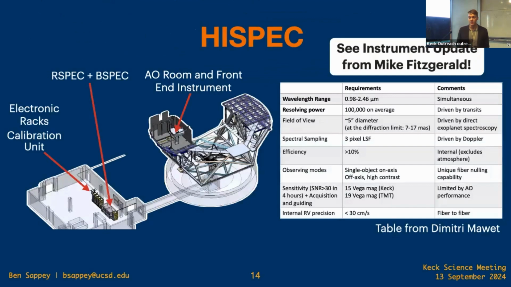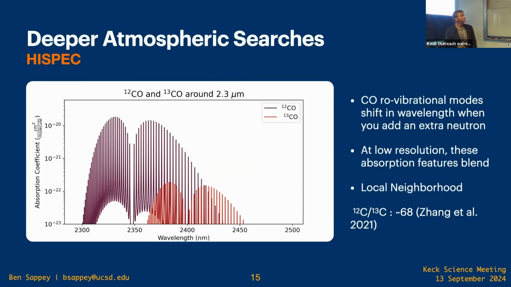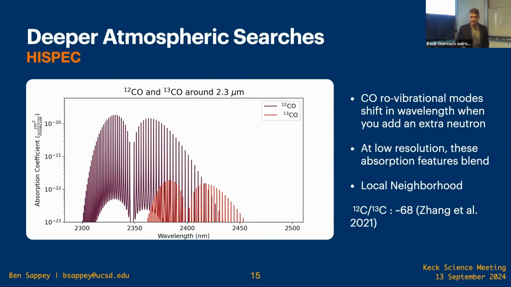Mike gave a great instrument talk today, but I'll just go quickly through. HISPEC is a simultaneous YJHK spectrograph with an average resolution of about 110,000. It's a single mode fiber fed instrument. AO corrected light is coupled into single mode fiber and then fed to the basement of Keck, where we have 2 stabilized spectrographs. And so this is going to enable us to have deeper atmospheric searches.